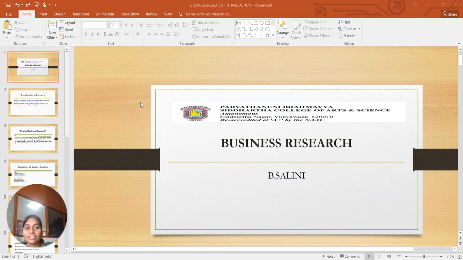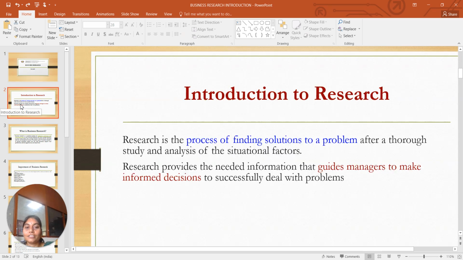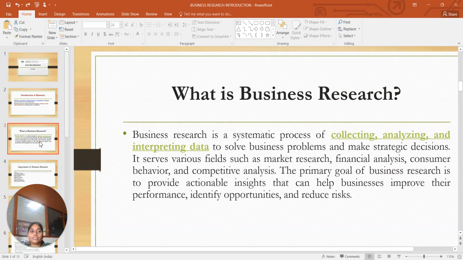Today we are discussing business research and an introduction to research. Research is the process of finding solutions to a problem after a thorough study and analysis of the situational factors. Research always provides the needed information that guides managers to make informed decisions and successfully deal with the problem. And what is business research?